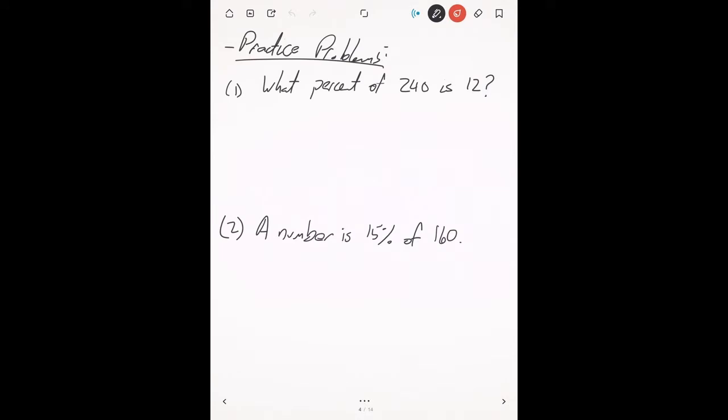Okay, let's try some practice problems of turning English sentences into equations. What percent of 240 is 12? Okay, find that keyword is. That's your equal sign. So if I set up my equation, got the equal sign, what comes to the right of it? 12. Now what comes to the left? I see that keyword of. That means multiplication. I'm multiplying a percentage and 240 together. So let's take 240 times x equals 12.